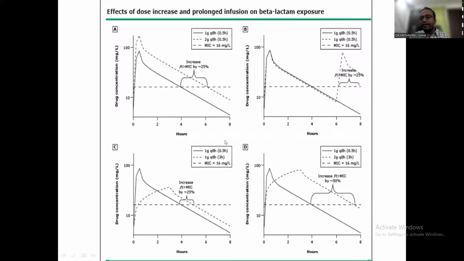Now coming, this is the bolus and this is the continuous infusion comparison. So you give a bolus, meropenem stat. So the time you spend above MIC, this line, this is the MIC.